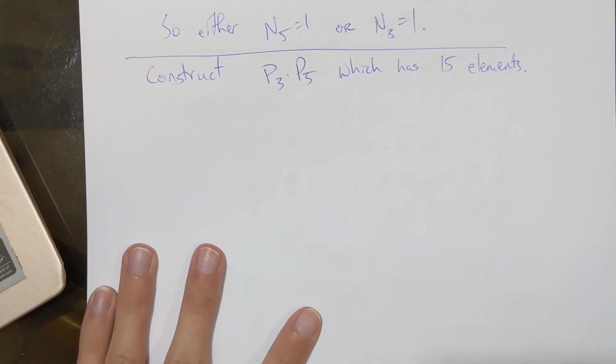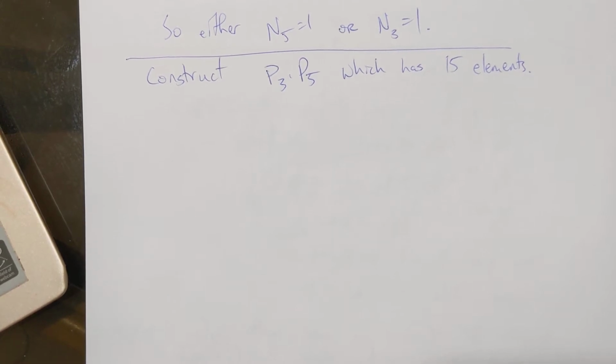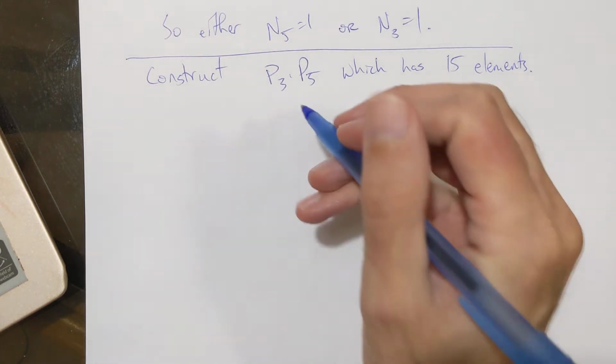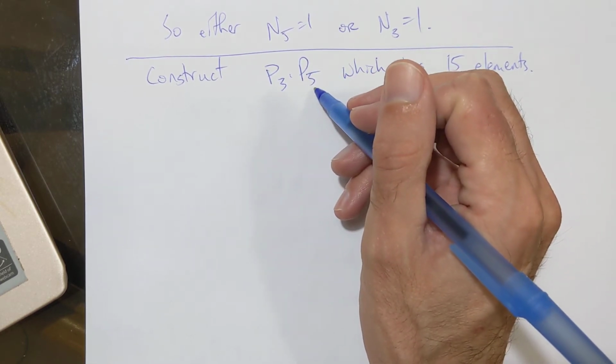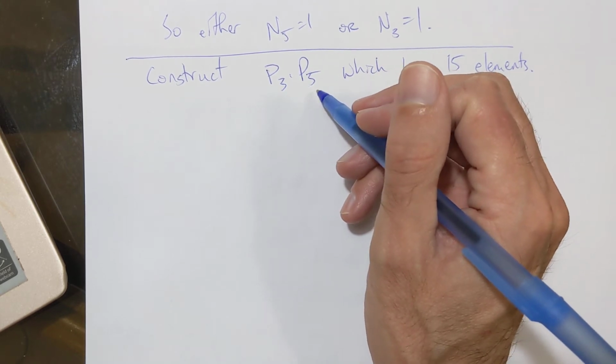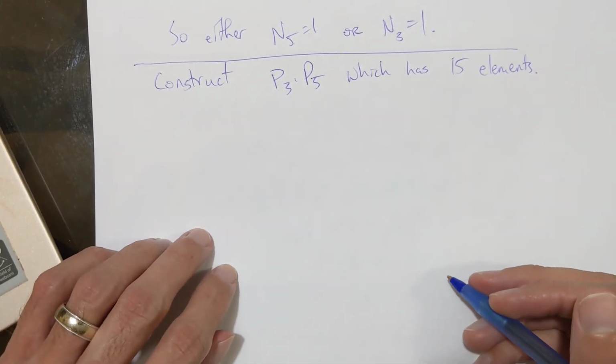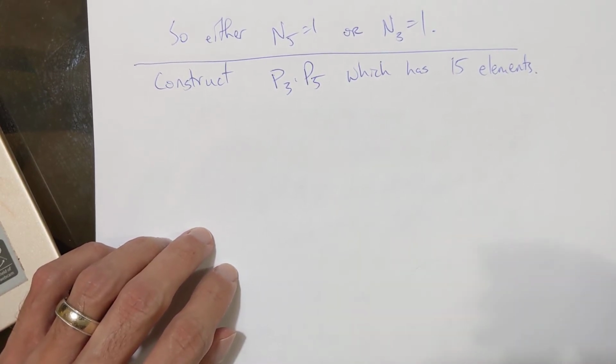Hey guys, this is the second part of this video looking at finite groups of order 30, and our goal is to construct a subgroup which has 15 elements. Okay, and what we know is that we have a Sylow 3 subgroup and a Sylow 5 subgroup, and at least one of them is a normal subgroup. It was kind of like a counting argument we did.